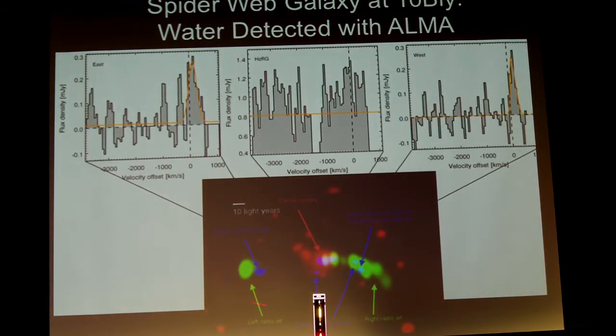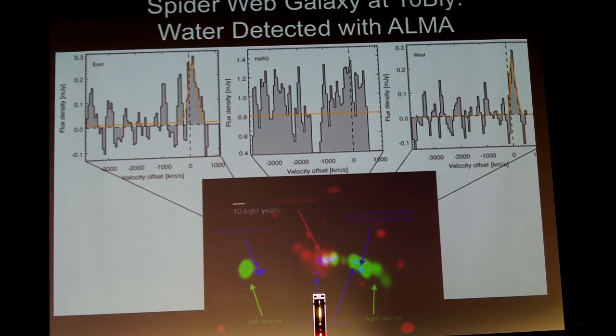This is a map of a galaxy that's called the Spiderweb Galaxy. It's a galaxy that we're seeing now as it was about 10 billion years ago. So the Atacama Large Millimeter Array is capable of detecting these very, very faint sources. And the spectral line you see here and the spectral line you see here are emission from water molecules in that galaxy. So even 10 billion years ago, enough oxygen had been produced in the universe that it's capable of making water.